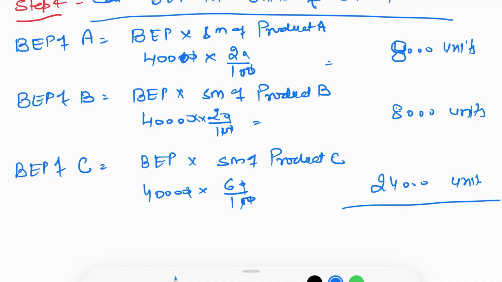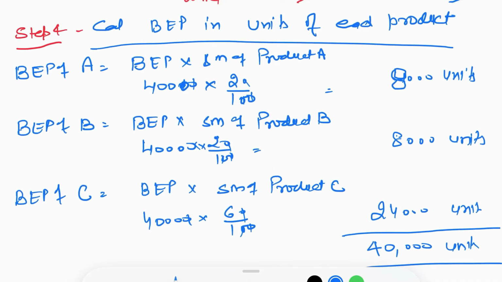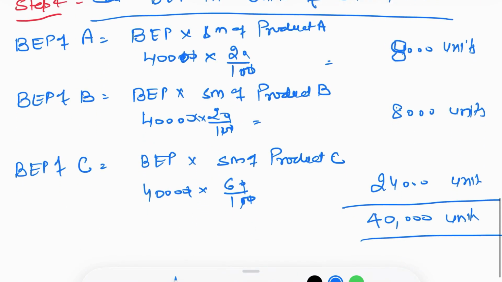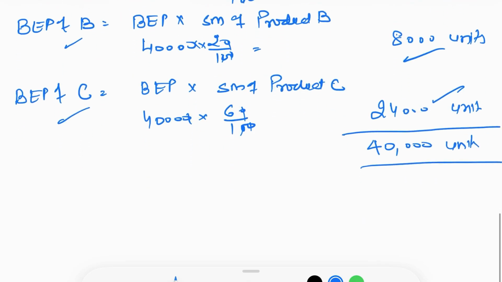Now you should do its total. Its total should be 40,000. This way you can check whether your step 4 is right or wrong. Fine? Because total is 40,000. So what you have done is just divided this 40,000 into 3 parts. You said, ma'am, out of this 40,000, sell 8,000 units of product A, sell 8,000 units of product B, and sell 24,000 units of product C. You are in, your cost will be covered. I said, well and good. Now let's move next.